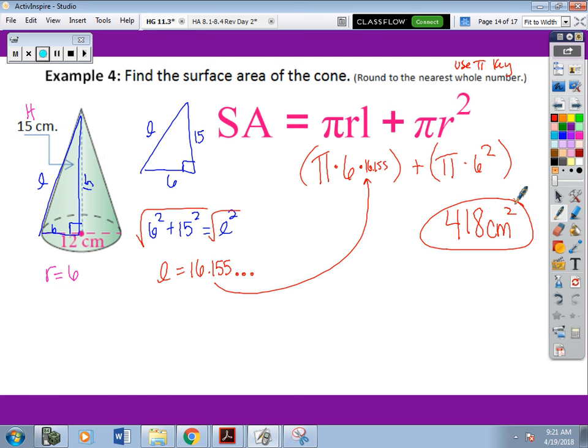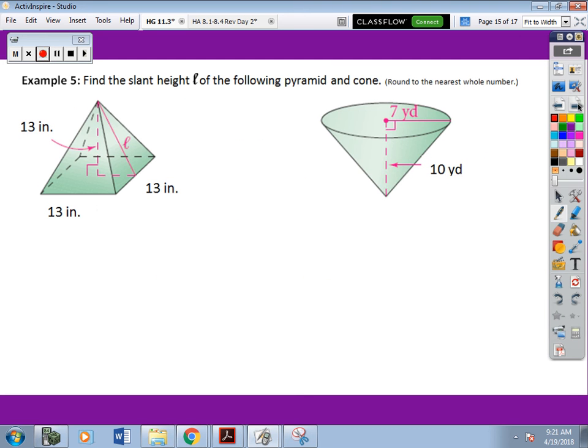All right, the last two examples just ask you to find, and make sure you read the directions on the homework too, just find the slant height, L. So we need to use the Pythagorean theorem. You'll notice they don't tell you how long this part is, but because you know it's a square, it will be exactly half of 13, so it will be 6.5. So these are really just Pythagorean theorem problems. And we'll round to the nearest whole number. So see if you can do both of those finding L while I'm passing out your homework.